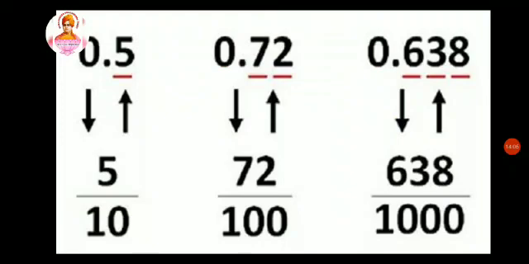Let's see some more examples. 0.5 can be written as 5 by 10. 0.72 is 72 by 100. 0.638, here I have 3 places. So I am adding 3 zeros, that is thousands place. So I am writing 1000 here in the denominator and in the numerator I am going to write the value 638, that is 638 by 1000.